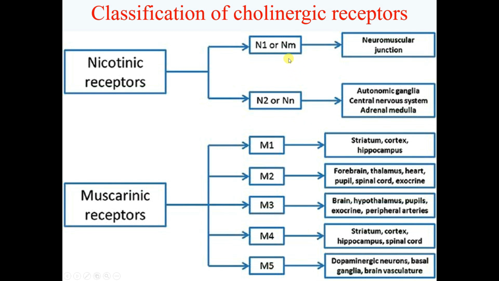In more detail, N1 or NM, neuromuscular junction; N2 or NN, autonomic ganglia, central nervous system, adrenal medulla; M1, striatum, cortex, hippocampus; M2, forebrain, thalamus, heart, pupil, spinal cord, exocrine; M3, brain, hypothalamus, pupils, exocrine, peripheral arteries; M4, striatum, cortex, hippocampus, spinal cord; and M5, dopaminergic neurons, basal ganglia, brain vasculature.